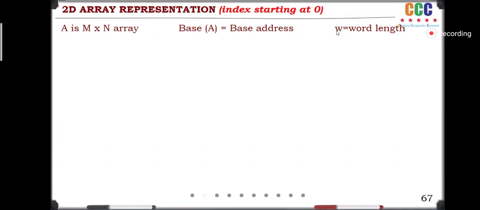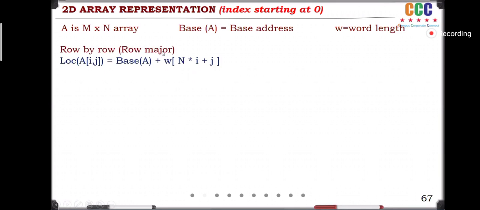So in that case, if I am storing row by row, in row major order, and I want to find the location of an element. If the first location starts at 200, the second location should be 204. I want to know the location of the ijth element. If I am storing row by row, then this address differs from column by column. So A of ij equals the base address plus the word length multiplied by n into i plus j.